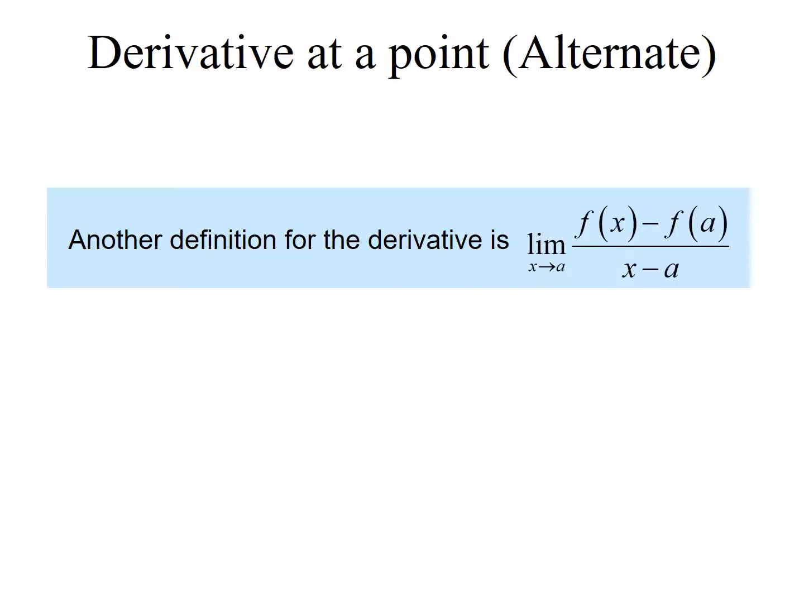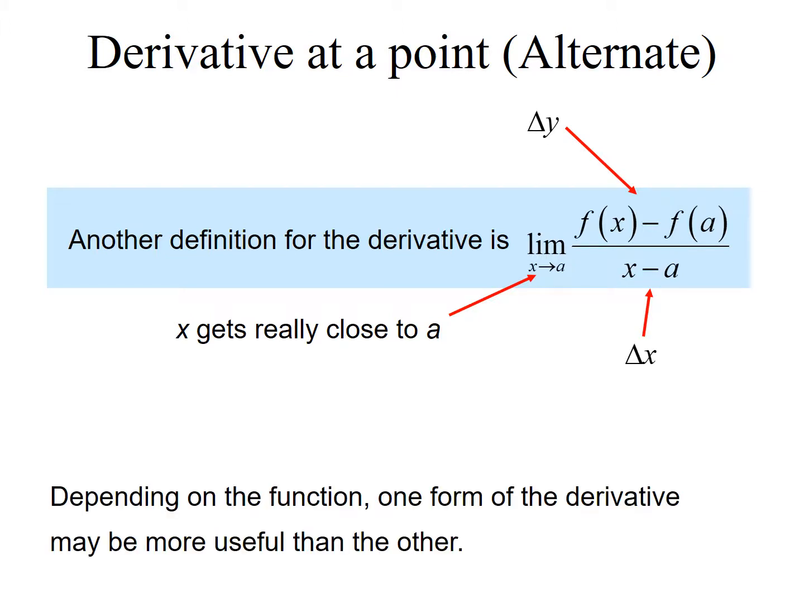Okay, we have another definition of derivative, which ends up with the exact same outcome. It's just another way to go about it. This is the limit as x goes to a, so x and a are getting very close to each other, of f of x minus f of a over x minus a. So you can see that the concept behind these is exactly the same. We have the limit as x gets really close to a, and we have delta y over delta x. And just depending on what function we're dealing with, sometimes one definition might be more useful than the other.